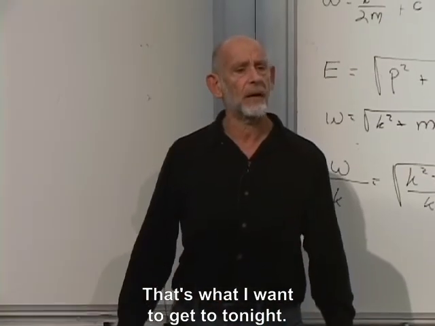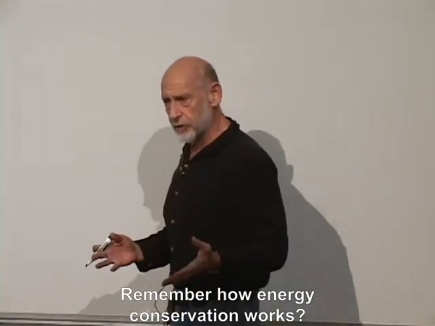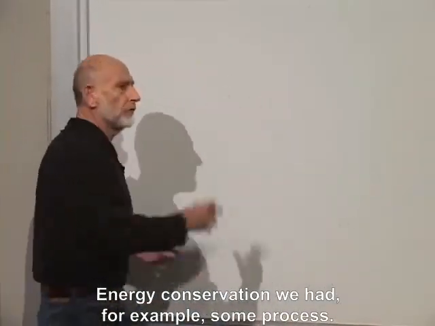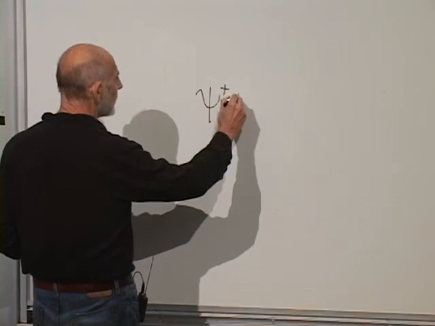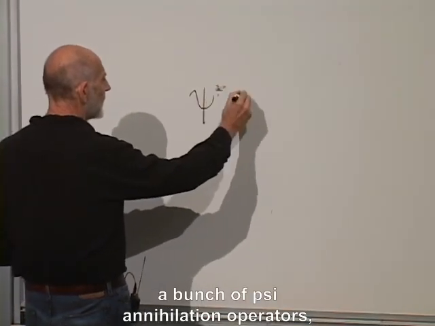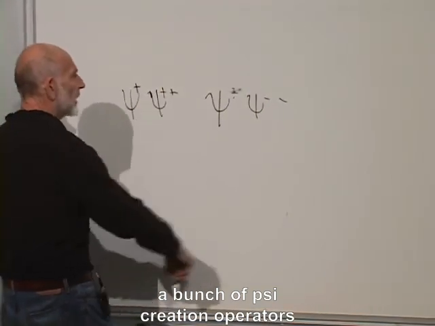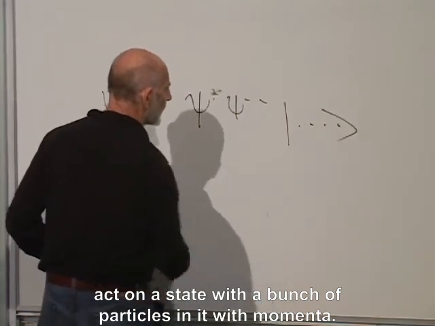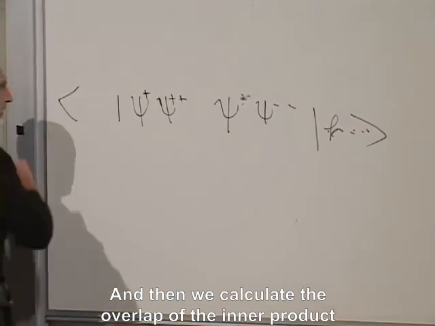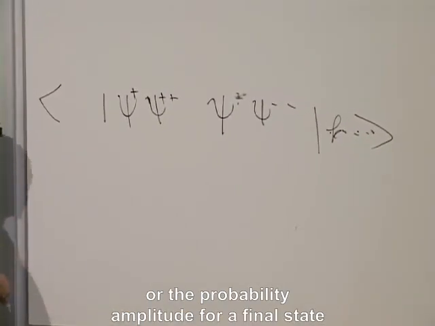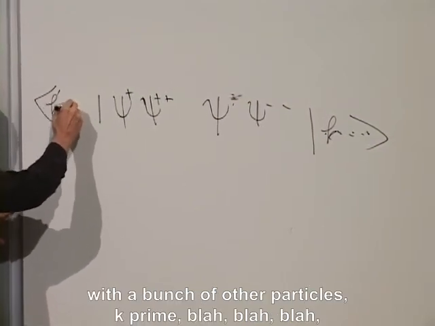Okay, let's get back. Where were we? I was going to talk about momentum conservation just really quickly. Do you remember how energy conservation worked? We had, for example, some process, it doesn't matter what it is, a bunch of psi annihilation operators, a bunch of psi creation operators, act on a state with a bunch of particles in it with momenta, and then we calculate the overlap or the inner product or the probability amplitude for a final state with a bunch of other particles, k prime, and so on.